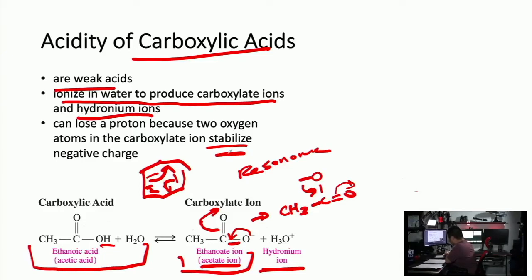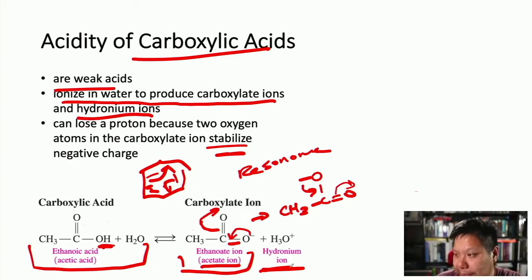And it turns out that when acetic acid or ethanoic acid loses that hydrogen right there to the water to make the hydronium ion, it becomes a very stable acetate ion because of the movement of the electrons between the carbonyl carbon and the 2 oxygens that it's attached to, right?